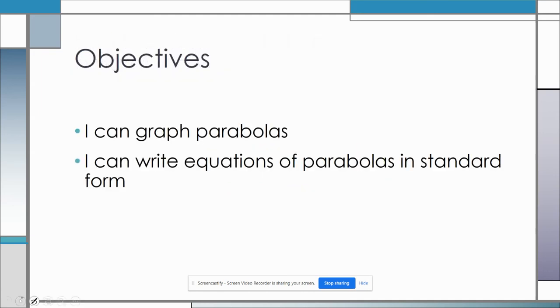Okay, so that's us graphing parabolas and writing equations in standard form.